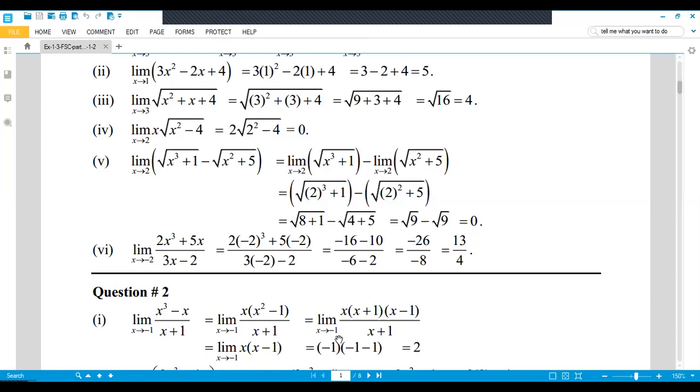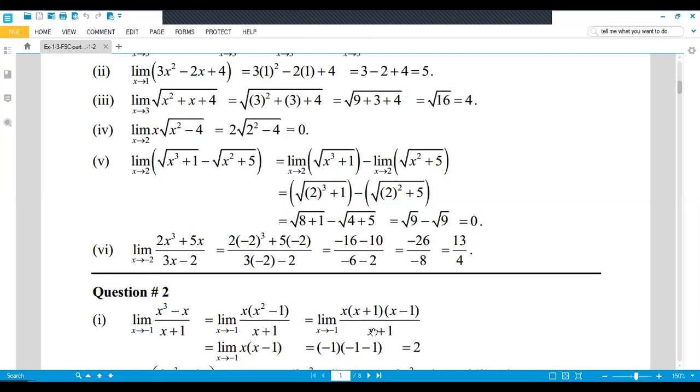Now limit x approaches -1, x as it is. And on x square minus 1, you apply the formula. Which one? A square minus b square. A square minus b square is a plus b into a minus b. So consider this x square is a square and this 1 is b square. So a plus b, a minus b gives x plus 1 and x minus 1.